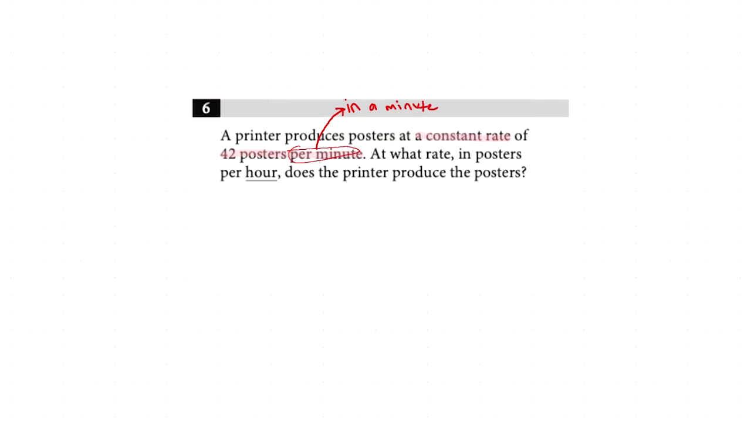It says per hour. 1 hour, how many minutes? Everything needs to be in the same unit. If we're talking about minutes, you're gonna work with minutes. 1 hour, how many minutes? Yes, you are right, 60 minutes. So I'm gonna find 60 minutes. This is the question: how many posters does the printer produce in 60 minutes?